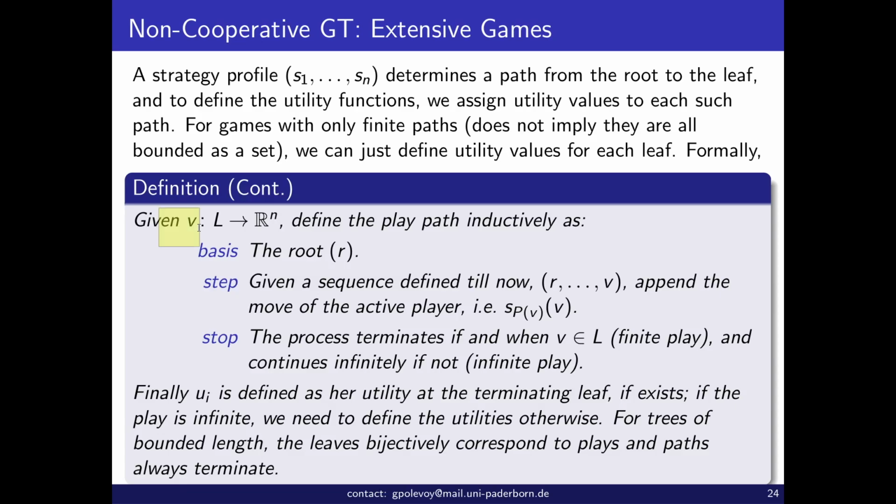So formally, given a function v from the leaves, I assume that we have a function on the leaves, which of course induces a function on those paths which end at the leaves. And anyway, we need to define the path inductively, regardless of whether we have a function on the leaves or not.